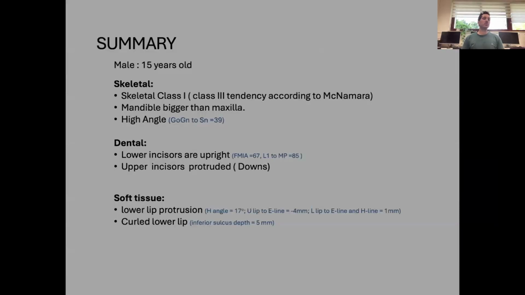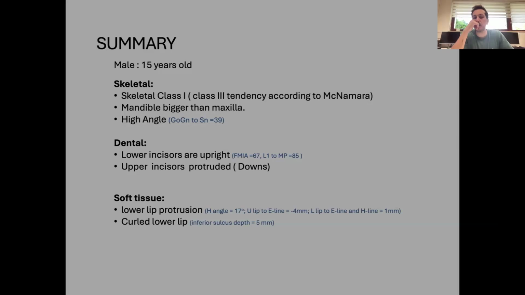Summary, again: it's a patient 15 years old. The skeletal is a class 1. We could argue that it has a tendency for class 3, mostly according to McNamara. According to the measurements, the mandible is bigger than the maxilla. It is a high angle case. Dentally, there is a compensation for the lower incisors, which are upright according to the FMIA and the lower incisor to the mandibular plane. The upper incisors are a bit protruded, but you said that maybe they're not. Maybe I made a mistake with the measurement. Usually in this case, they look upright, not protruded. Even though in these cases we sometimes see compensations in the upper, in your case, not.